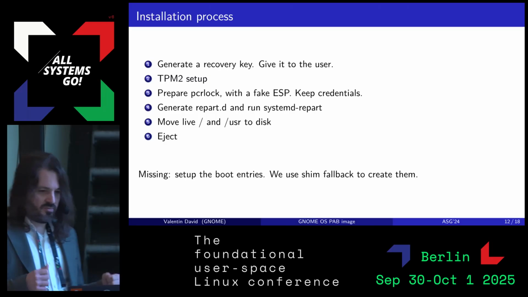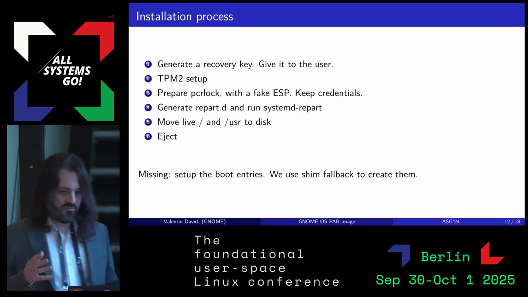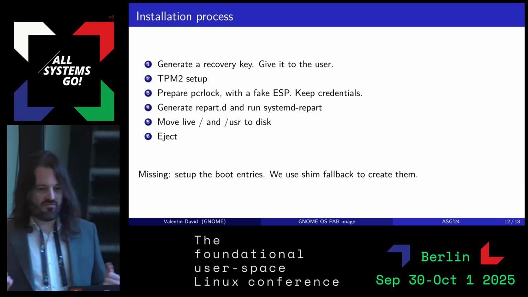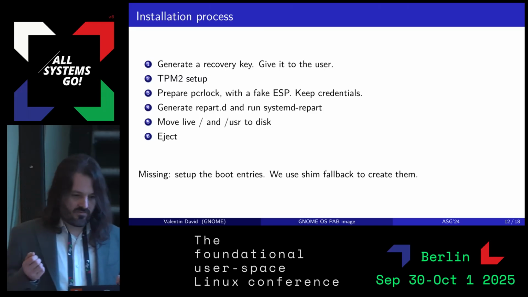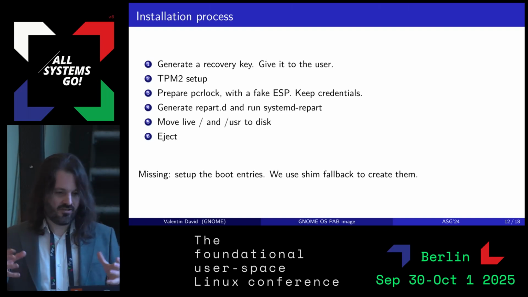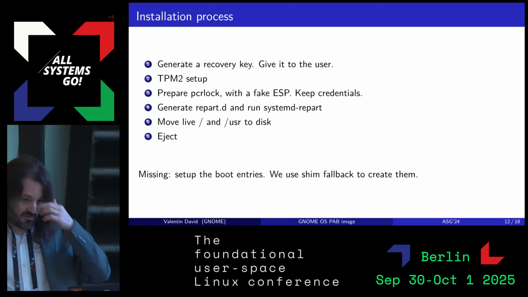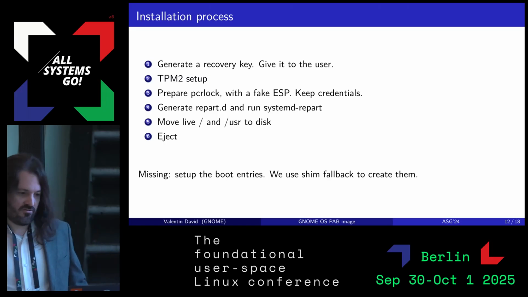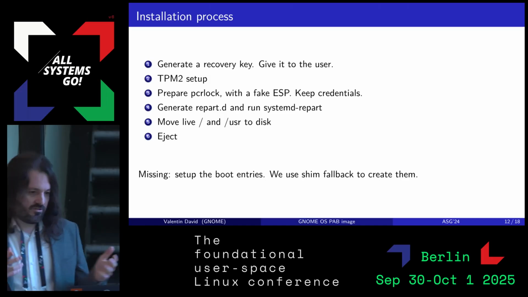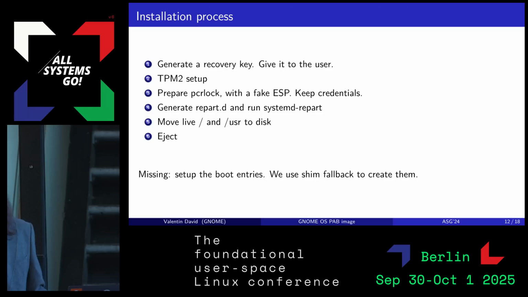An important thing is the PCR lock. We also delay everything from the live because we don't even have the ESP writable. So what we do when we set up the PCR lock is fake the ESP so that it writes the credential there, and then we just take those. After that we generate a repart configuration, and we tell repart to do most of the job.